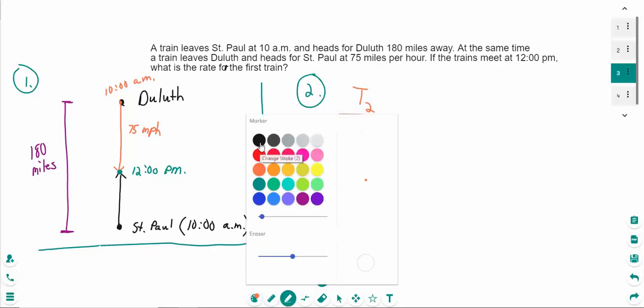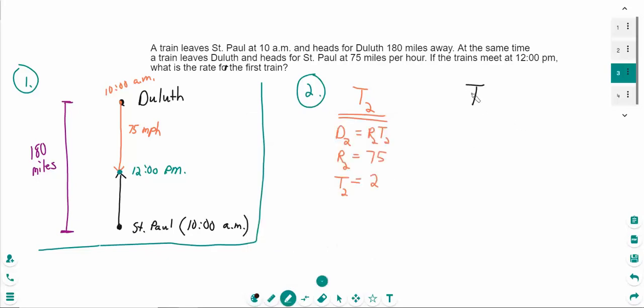Now let's look at train number 1, which is the black train. So train number 1, we can just automatically say that the distance of train number 1 is equal to the rate of 1 times the time of 1. And now what do we know about the rate of train number 1? Well, we don't really know anything about it, do we? They don't really tell us anything about the rate. So this is just a question mark. We have nothing on the rate.